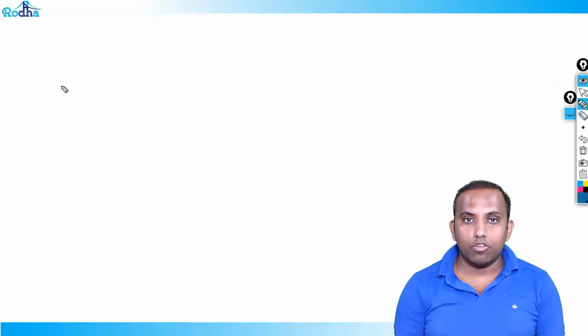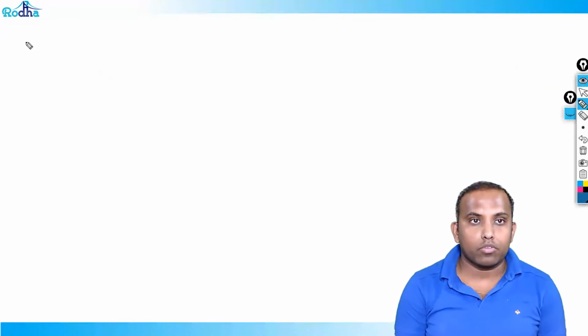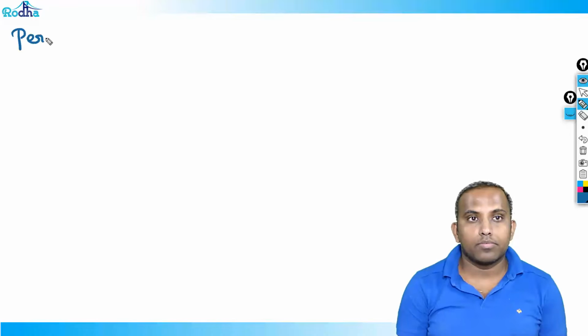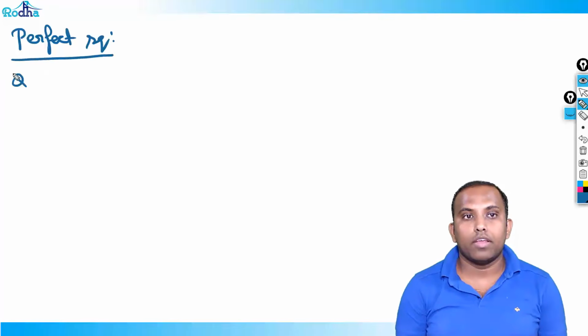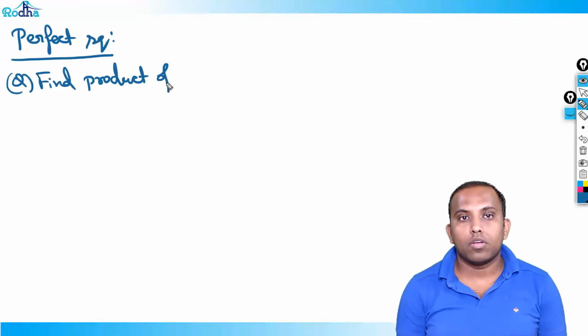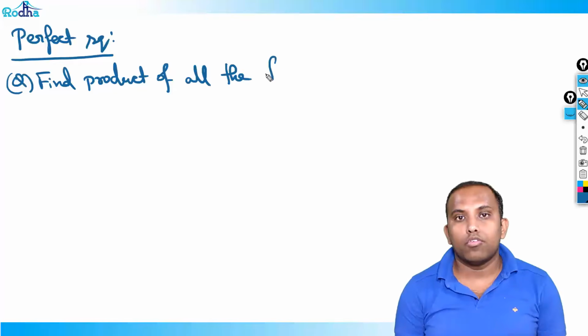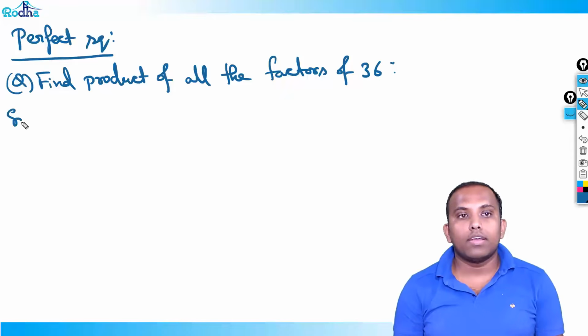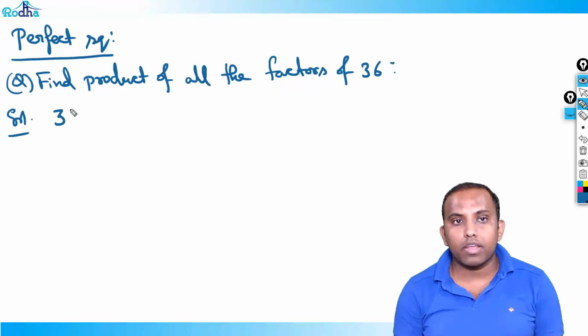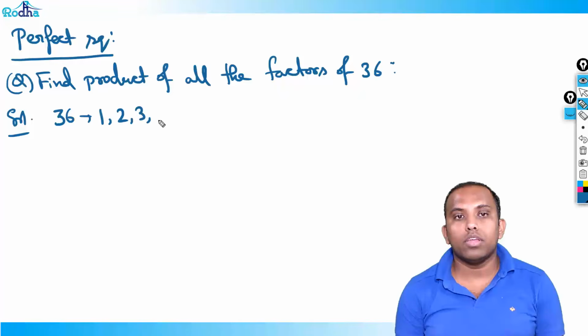So let's see in case of perfect squares. Let's take an example of 36. Find the product of all the factors of 36. If I write all the factors of 36: 1, 2, 3, 4, 6, 9, 12, 18 and 36. You can see total 9 factors here.